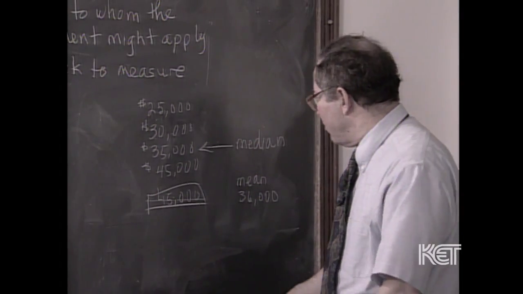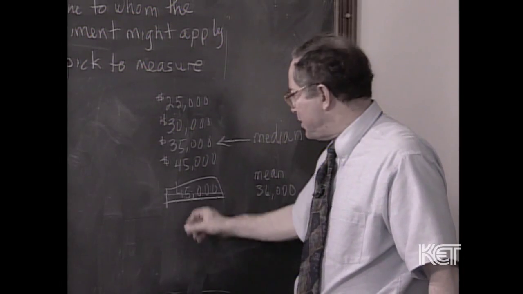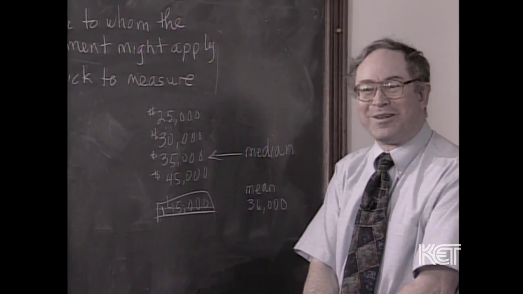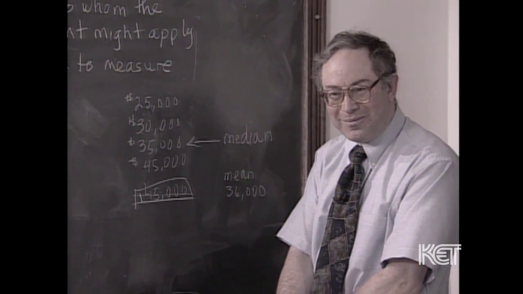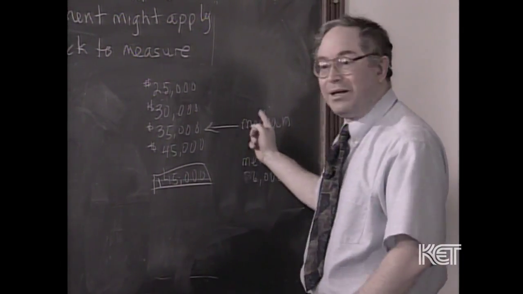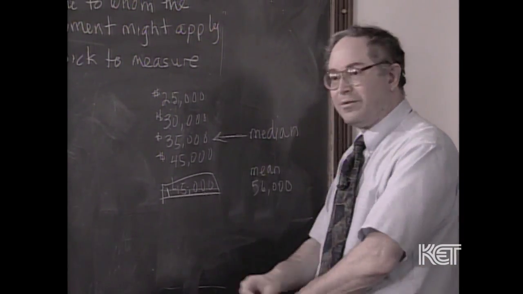Okay. But if the owner is like many owners and takes a salary of, let's say, 145,000, not 45,000, now the median is still the same, but the mean has changed, and it's now 56,000.